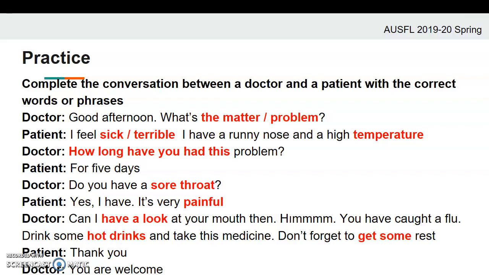Can I have a look at your mouth then? You have a cough, a flu. So drink is our clue. Drink some hot drinks and take this medicine. And don't forget to get some rest. Thank you, and you're welcome.